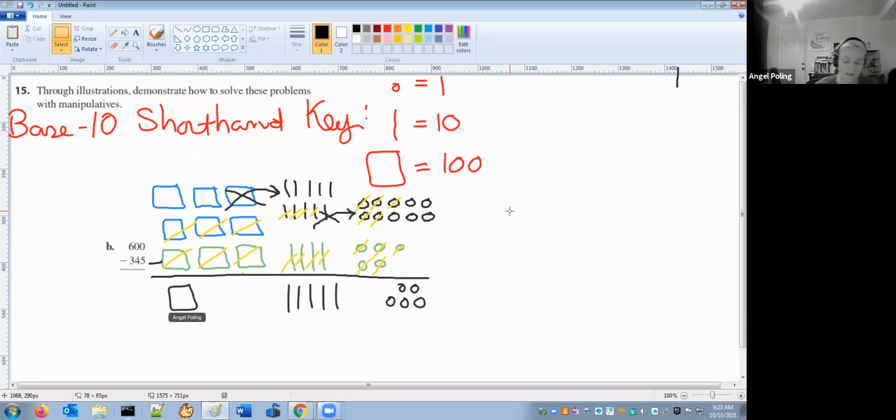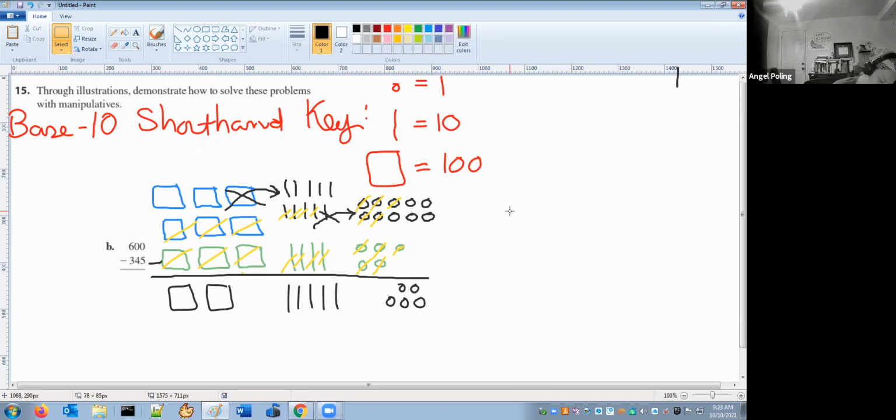And now I'm going to take away 3 hundreds, which leaves me with 2 blue boxes from above. Now, if we were to show this in the standard algorithm, we would try to do the same thing. 5 away from 0, can't do. So we move to the next column, can't borrow.